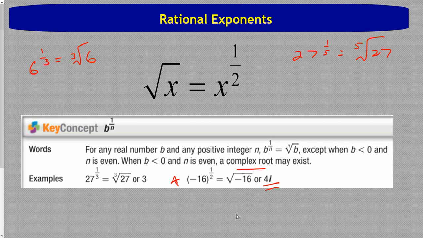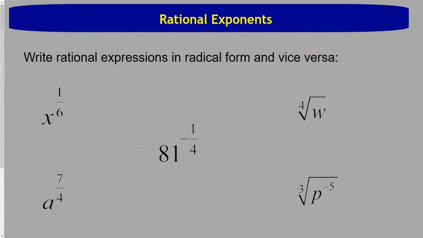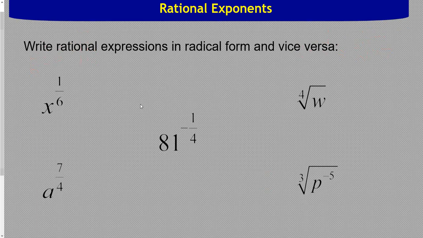If it's an odd root, right, we don't have to have complex numbers. So if it's the cubed root of a negative number, we're just going to get a negative root. It's not going to be complex. We'll come back to that later. So we're going to write rational expressions as radicals and radical expressions as rationals. So we can go take this both ways.